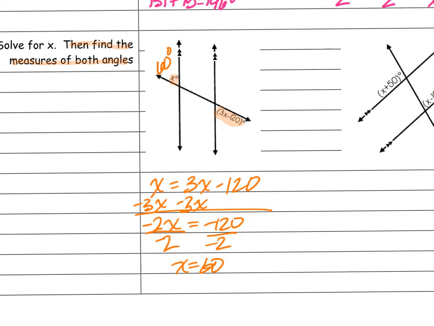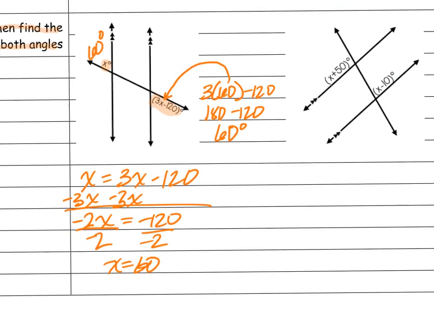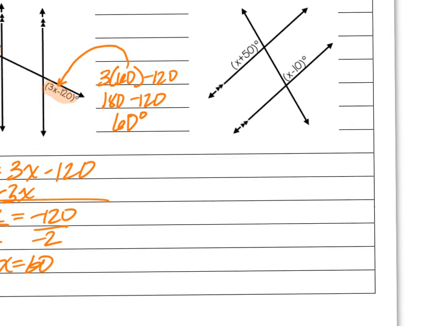And this one I have to plug in. So I'm going to do 3 times 60 minus 120, right? I'm going to take my x equals 60 and plug it in wherever there's an x, and then I'm going to solve. So 3 times 60 is 180 minus 120. That should be 60 degrees. Beautiful.